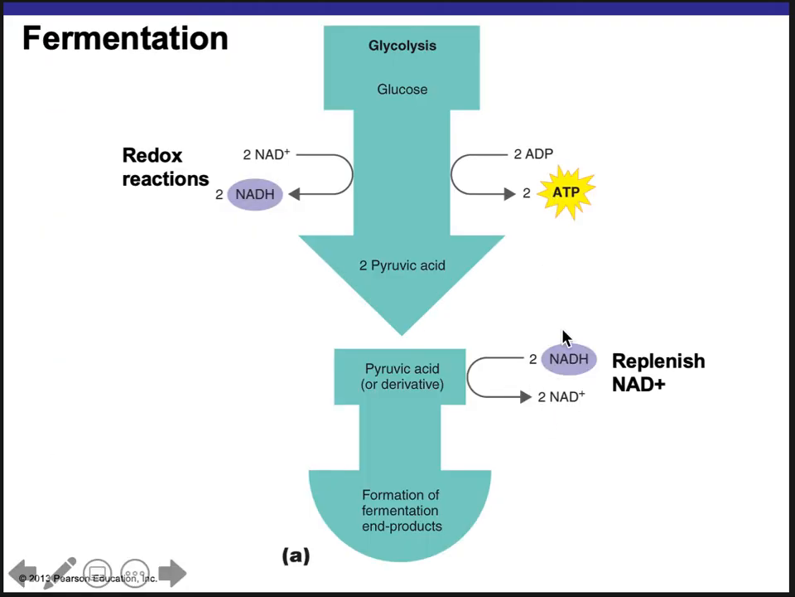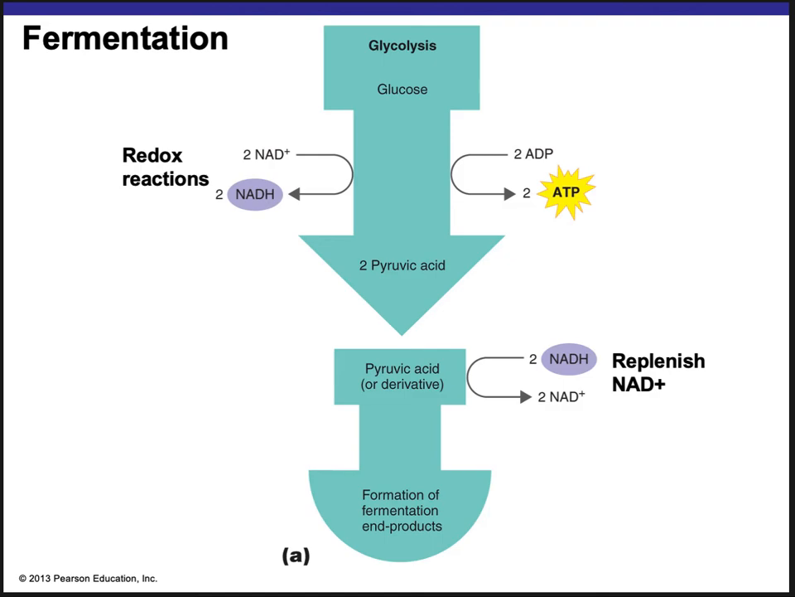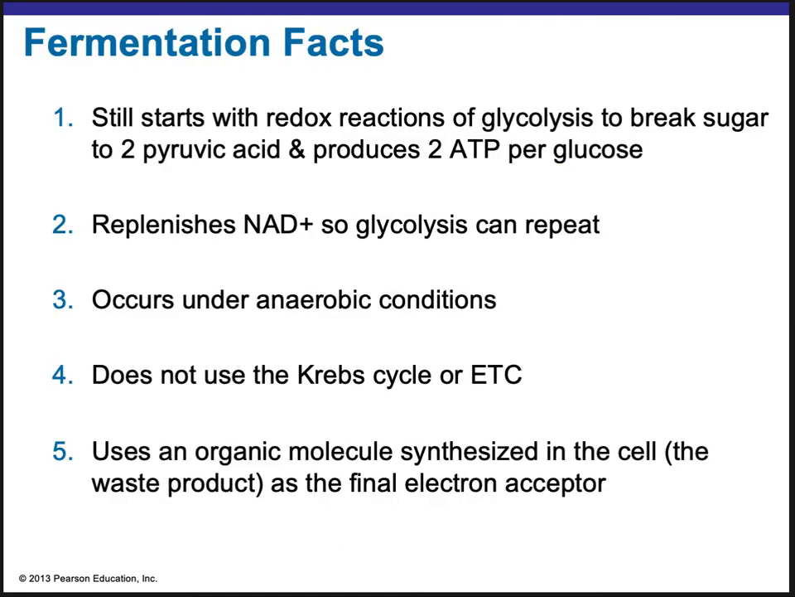Well, we still have to do a redox reaction to replenish NAD+, right? And so you need something to take this electron, right, from NADH to become NAD+. And this looks different for different organisms. The two main ways to do this are alcohol fermentation and lactic acid fermentation. I already talked about lactic acid fermentation, and you're familiar with it because of your muscles. Alcohol fermentation you're going to see in lab.